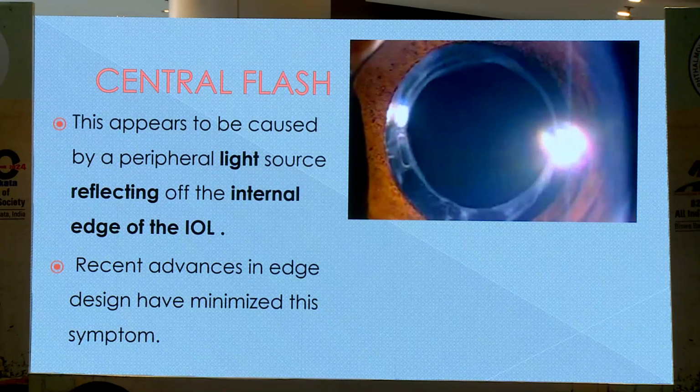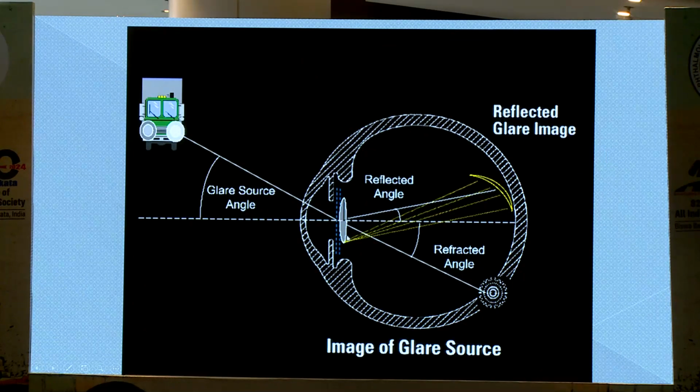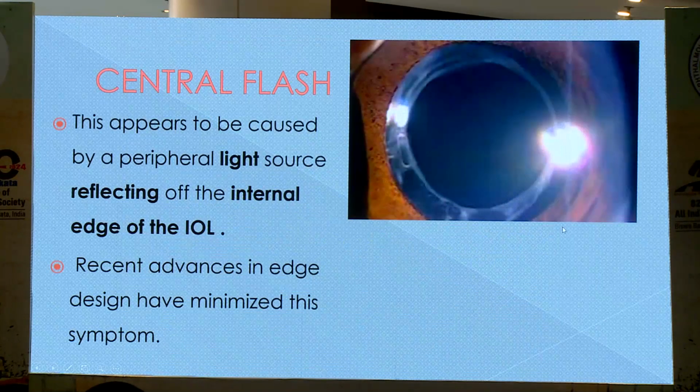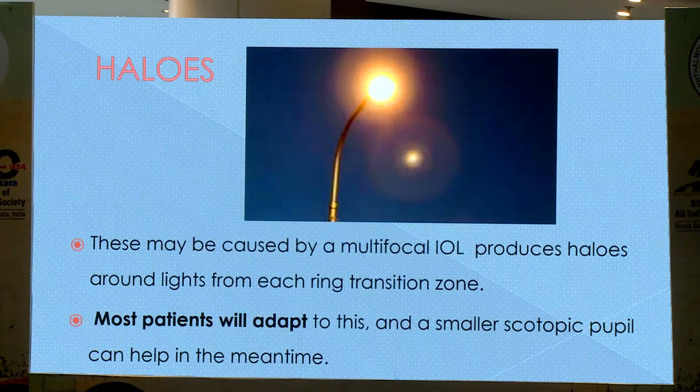Central flash is when the patient suddenly sees a glare because of internal reflection at the edge of the IOL, which comes as a sudden central flash. The patient might perceive that. Starbursts are caused because of backscatter, again a form of internal reflection from the lens, along with some eye movements which trigger these. Halos I already said I'll be skipping because we know why they occur.